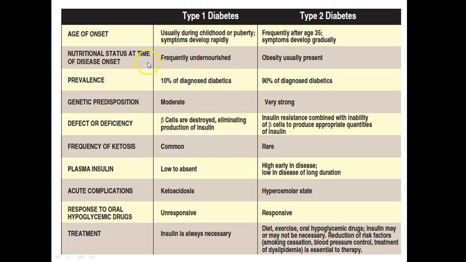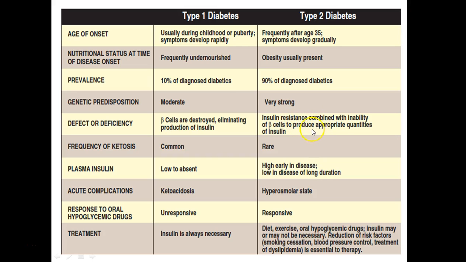Nutrition status at the time of disease onset: in type 1, subjects will be undernourished, whereas in type 2 they will be overnourished and obese. 10% of diagnosed diabetics come under type 1, and 90% are type 2. Then genetic predisposition is moderate in type 1, and in type 2, if we are blessed with that sweet gene, then it's a very strong predisposition. Then how about the defect? What is the defect in type 1? Beta cells are destroyed, and production of insulin is almost nil.